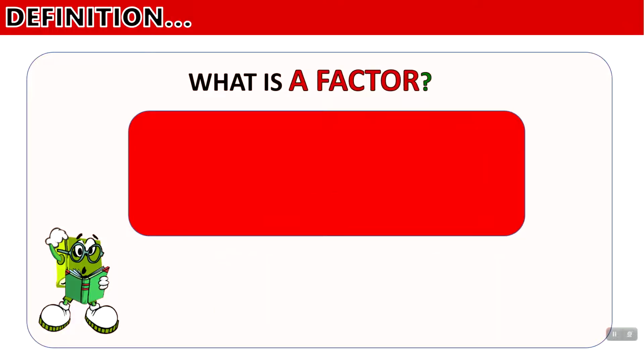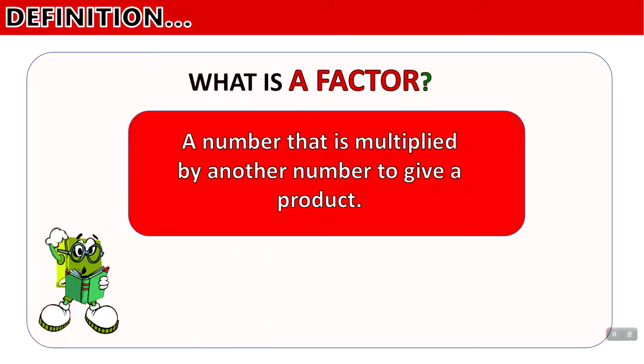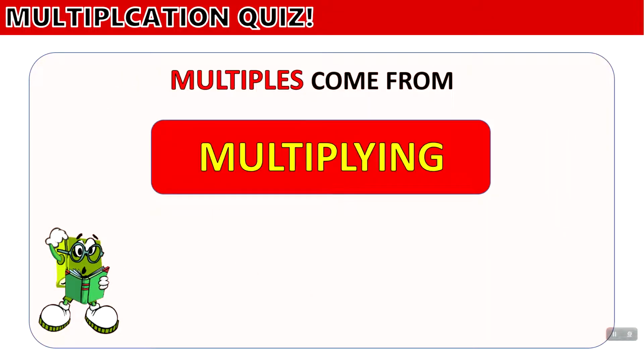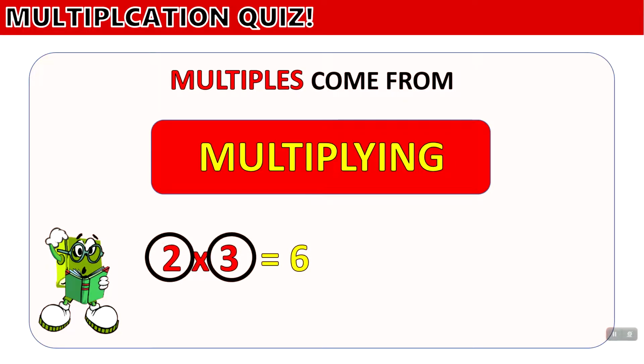So what is a factor? A factor is a number that you multiply together by another number to give a product. And the multiples come from multiplying. 2 times 3 equals 6. And therefore the 2 and the 3 are factors of 6. 6 is a multiple of 2 and 3.